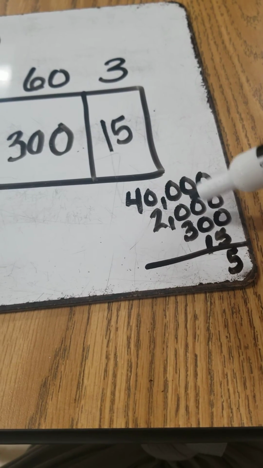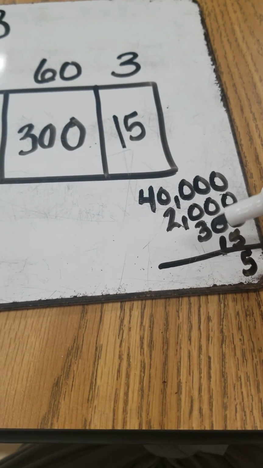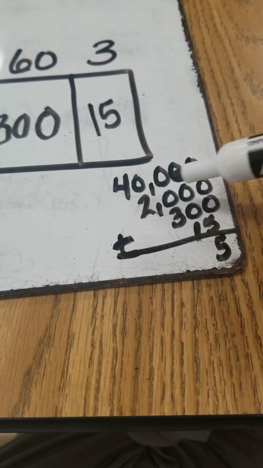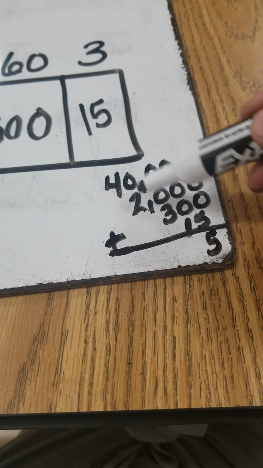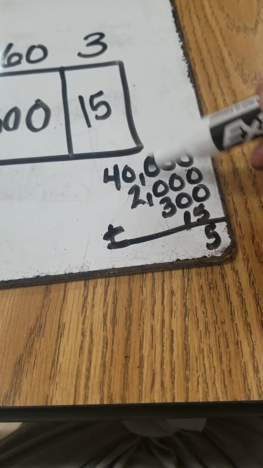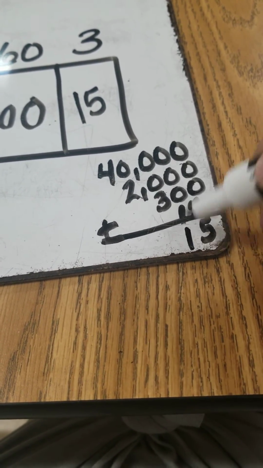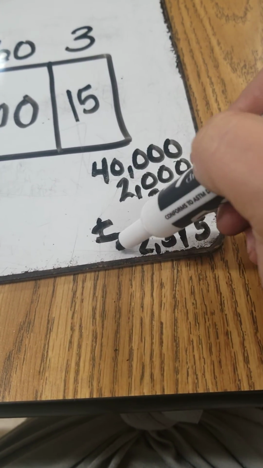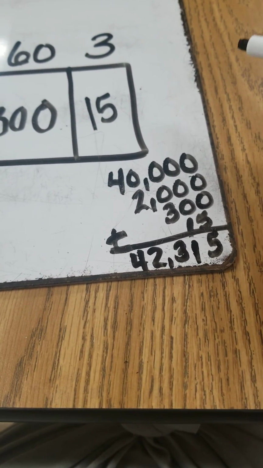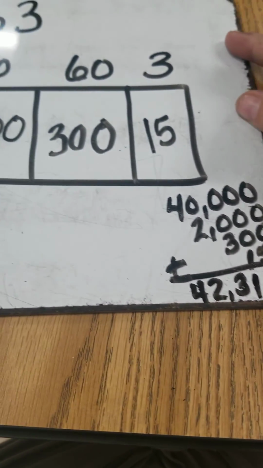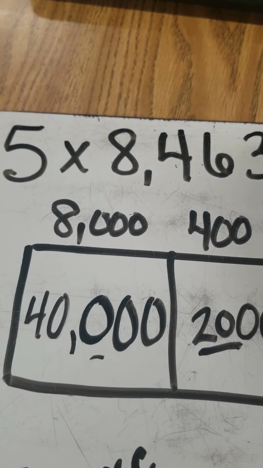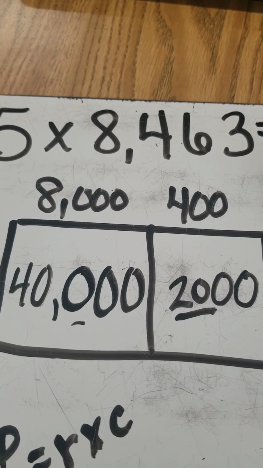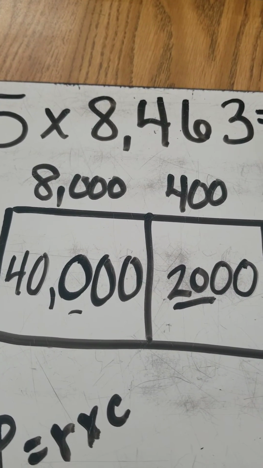So you start in your ones place. It's very important that you line these up. If you don't line these up, your sum, when you add, is going to be incorrect. So make sure that when you're adding up your partial products that you line up by place value. My tens place, I have 1. Hundreds place, 3. Thousands place, 10,000s place. So my product for 5 times 8,463 is 42,315.